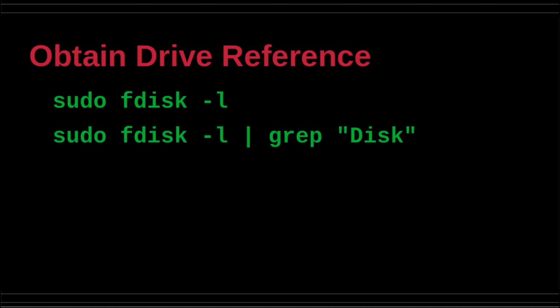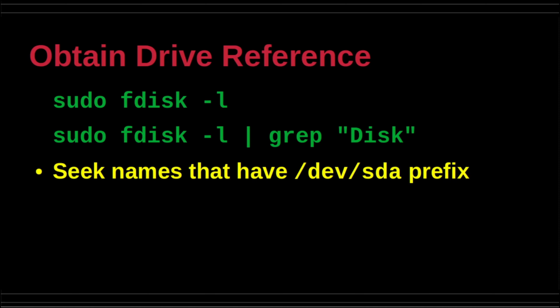The fdisk command lists the partitions on the system. Care should be exercised in using the fdisk command. The first add-on drive will have the prefix sda. Therefore, to seek the partitions on the first add-on drive, seek names that have the sda prefix. The entire drive will have the label sda without a numeric suffix. The individual partitions will be labeled as sda1, sda2, and so forth, depending on the number of existing partitions.